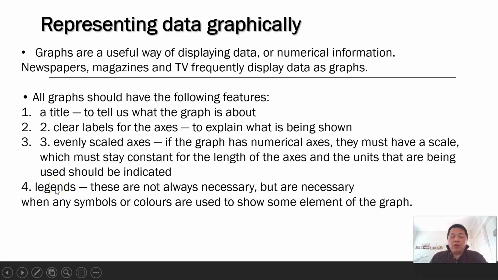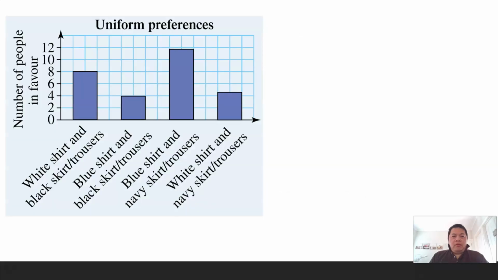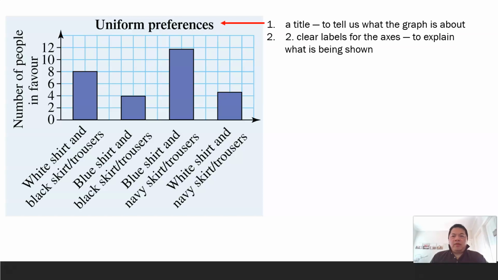The fourth one is optional, but for graphs like a pie chart, you definitely need to have a legend. Today we'll be touching a little bit on that. Okay, so based on the pointers given, you need to have a title. A title tells us what the graph is all about. So this is talking about the uniform preferences. That's the heading. You must have that.